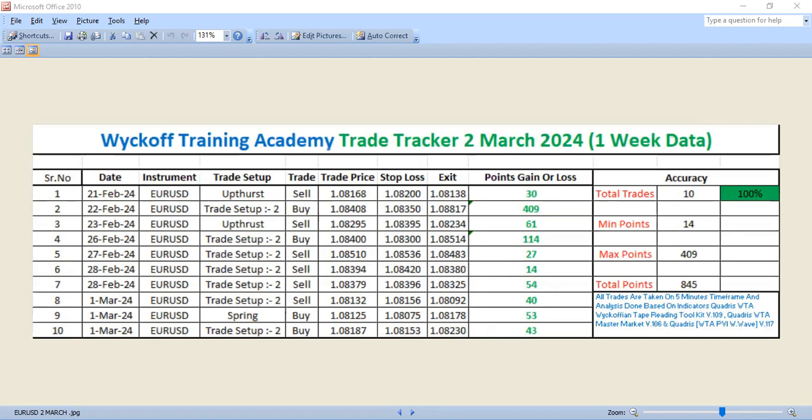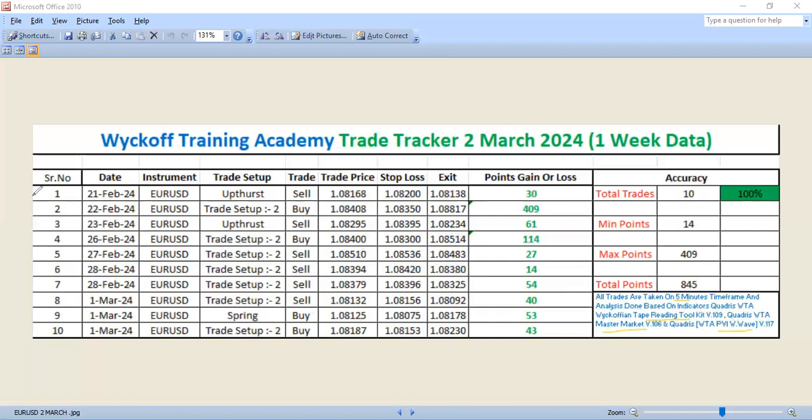Today I have shared three trade tracker reports: one of EURUSD, another of gold spot XAUUSD, and Nifty index. So I thought to make a video of 10 or 15 minutes each, explaining how I analyze the trades. I have taken 5 minutes as a sample time frame, and I've taken three of my indicators: tape reading toolkit, master market structure, and PVI device wave.